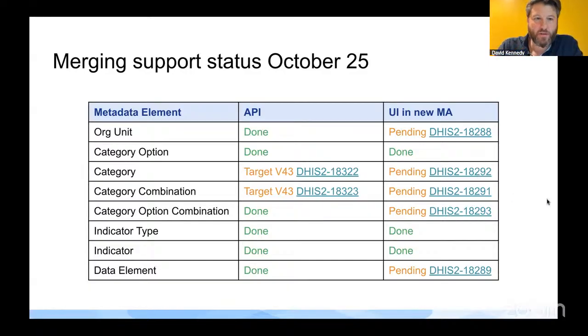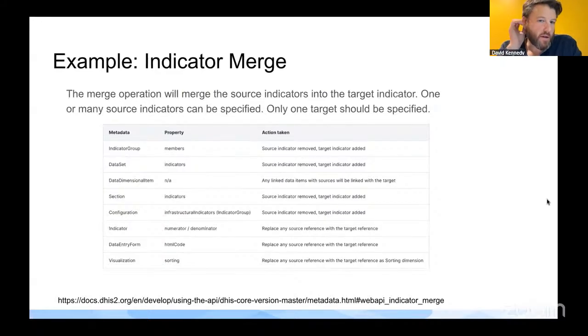Okay, so just put here for an example, we're using indicator merge. We'll have a look at this. This says here, the merge operation will merge the source indicators into the target indicator. One or many source indicators can be specified. In this example, I'm going to go through mostly talking about replacing one indicator with another rather than multiples. But if there's an occasion where you do want to do this more than one time, you can do multiple sources into a target.